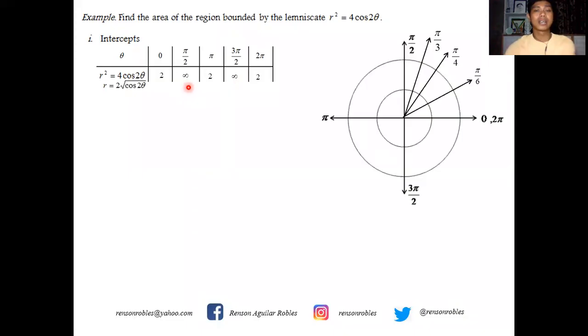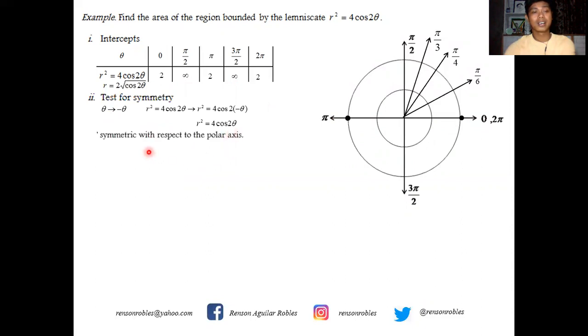And then we test for the symmetry and then plot these points, of course. So you have 2, 0, and then 2, 2 pi. So we only have these 2 points. Again, for the test of symmetry, we replace theta by negative theta, and you will notice that it will go back to the original given. Therefore, the lemniscate is symmetric with respect to the polar axis or the line OX.